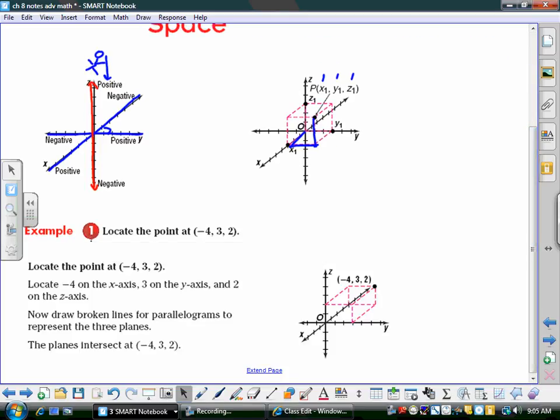So if we were trying to find the point (-4, 3, 2), in the x direction we'd go backwards 4: 1, 2, 3, 4. In the y direction we'd go forward 3: 1, 2, 3. And then we'd come straight up 2 in the z direction, and there's the ordered triple. I'm not going to ask you to draw it out like that on a test or a quiz, but I do want you to know kind of what it looks like.